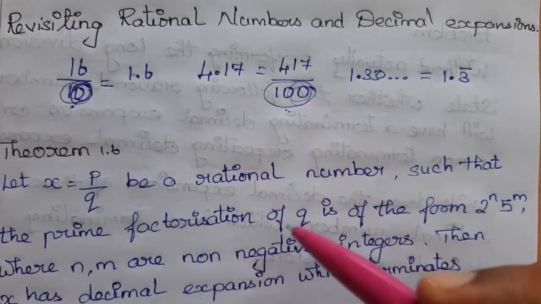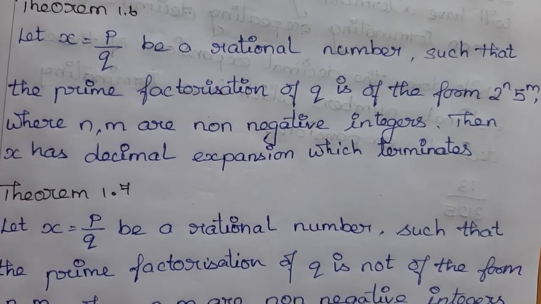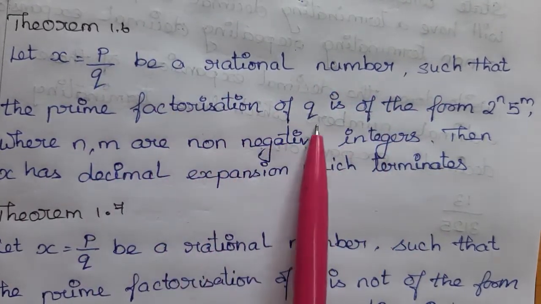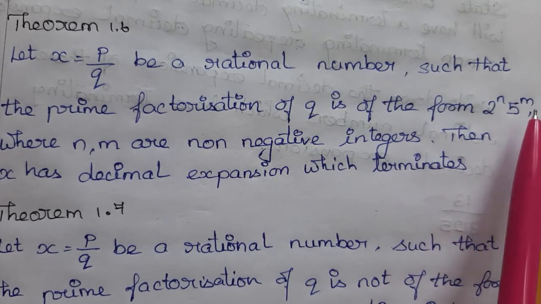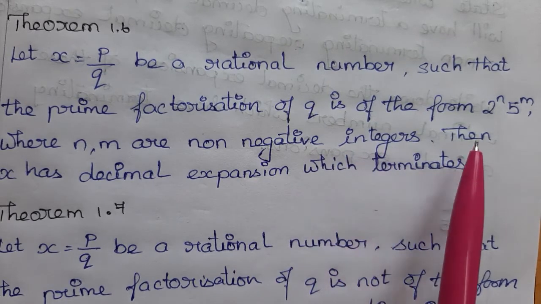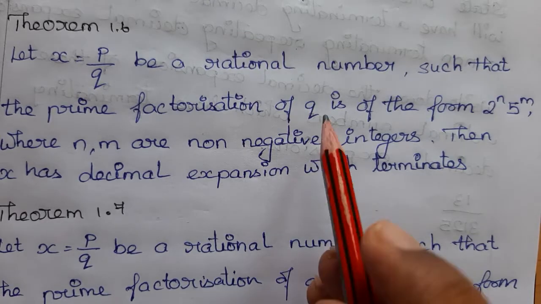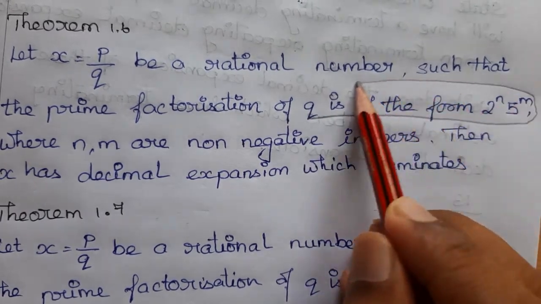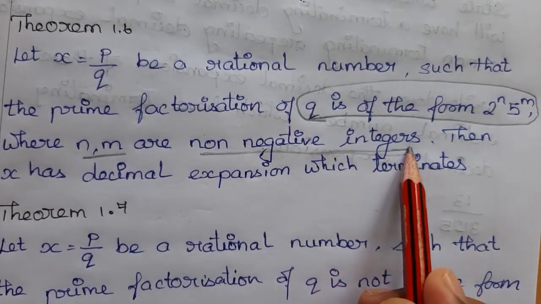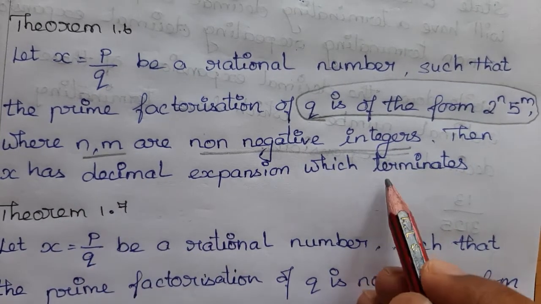With this we are going to see the following theorem. Let x equal p by q be a rational number such that the prime factorization of q is in the form of 2 power n, 5 power m, where n, m are non-negative integers. Then x has a decimal expansion which terminates. The n and m can be any non-negative integer, meaning a positive integer or 0.